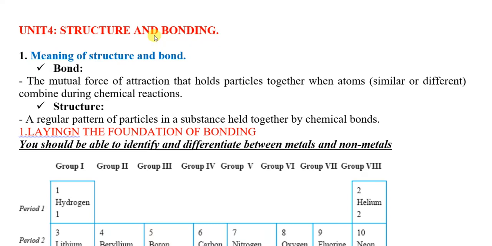The mutual force of attraction that holds particles together when atoms combine during a chemical reaction is what we call a bond. So a bond is a mutual force of attraction that holds particles together when atoms combine during a chemical reaction. So a mutual force that is holding particles together. Therefore, that is the definition of a bond.